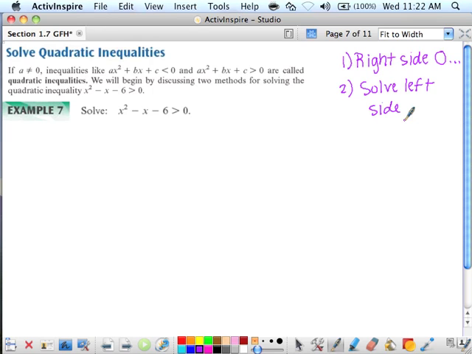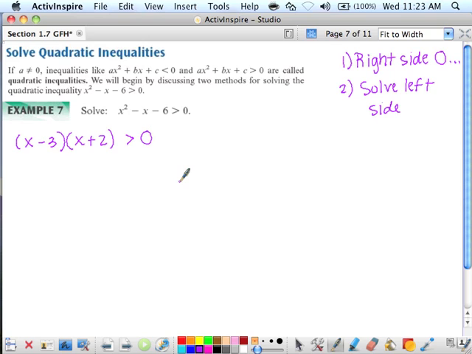Let's go ahead and get that far into this problem so we can start understanding what's going on. The good news about this problem is that it's already greater than 0. So if I take the left side and I factor it, it will factor into x minus 3 and x plus 2, also greater than 0.